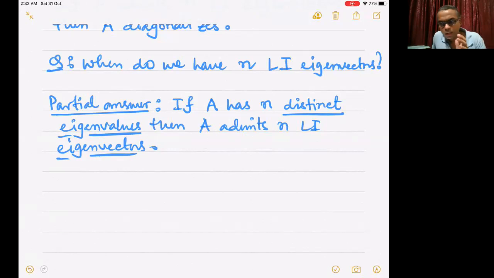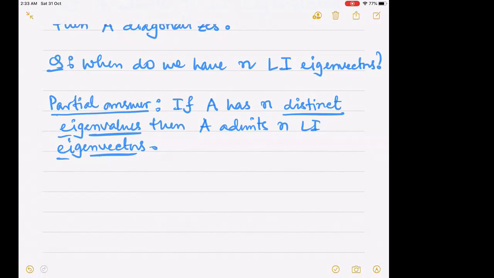So in order to understand the relation between the distinct eigenvalues and linear independence of eigenvectors, we have to first prove the following lemma. Let us try and do that. What is that lemma?